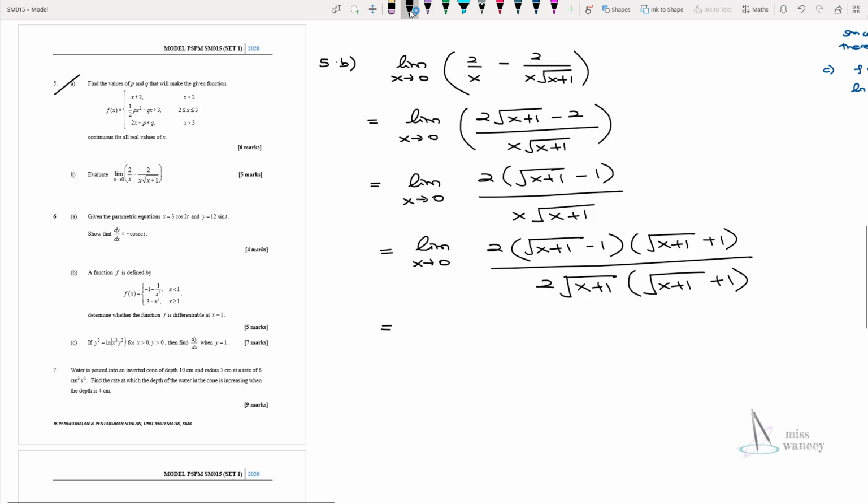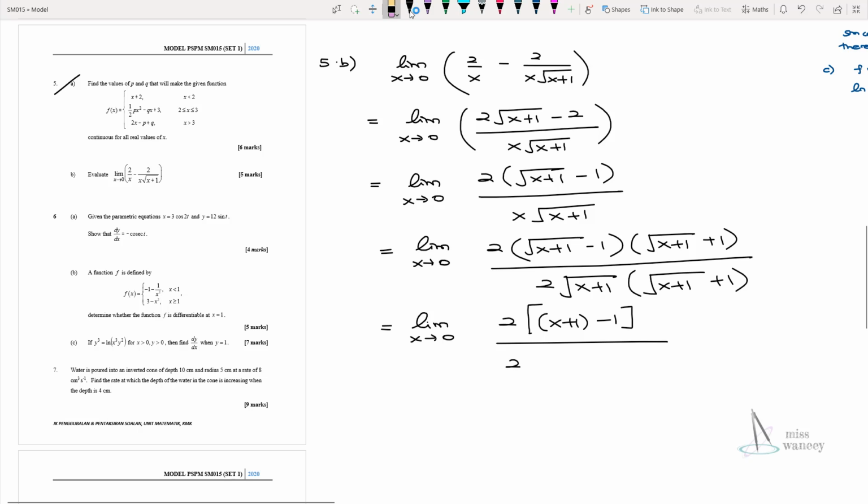Okay, so we're going to expand our numerator. So this is the limit for x approaches 0. So I have 2, surd times surd, so it will simply be x plus 1, negative 1, positive 1. So negative 1 over 2.